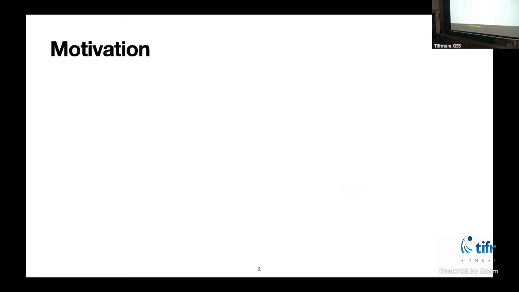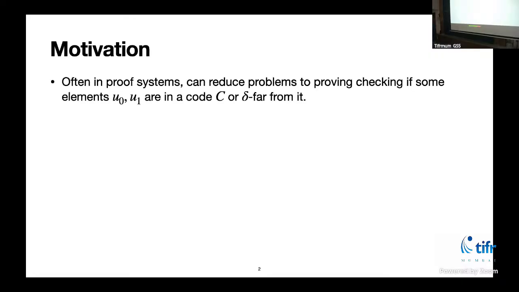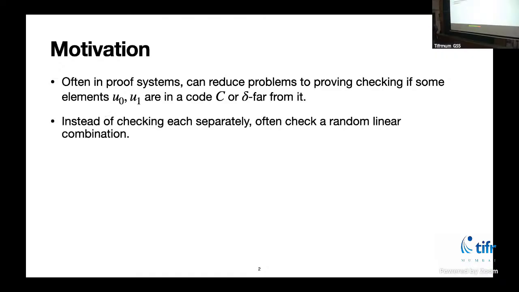This is very much a coding theory problem, but the motivation came not from coding theory, it comes from proof systems. Often in proof systems, you can reduce the problem to checking if some elements are either in a code or far from a code. So you want to check if U0 and U1 are in some code or delta far from it. Instead of checking each separately, often you just take a random linear combination and hope that if either was far, then the random linear combination is far.